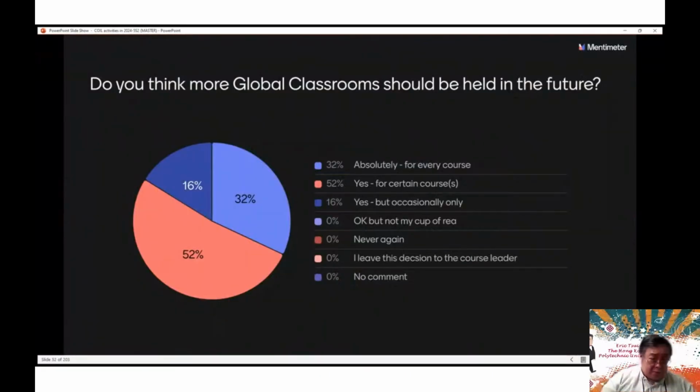So when I further asked my students, would you like to see more global classrooms to be held in the future? Again, it's a resounding, positive response. Absolutely and yes cover 84%. So, of course, not everything would benefit from a global classroom. I think it's appropriate to leave the teacher to decide. But out of these statistics and responses, I'm very much charged up to, whenever possible, design more global classroom activities for my students in the future.